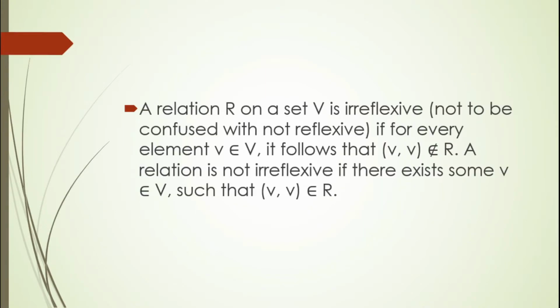Irreflexive. A relation R on a set V is irreflexive, not to be confused with not reflexive, if for every element small v that is an element of large V, it follows that (v, v) is not an element of R. A relation is not irreflexive if there exists some v that is an element of large V such that (v, v) is an element of R.